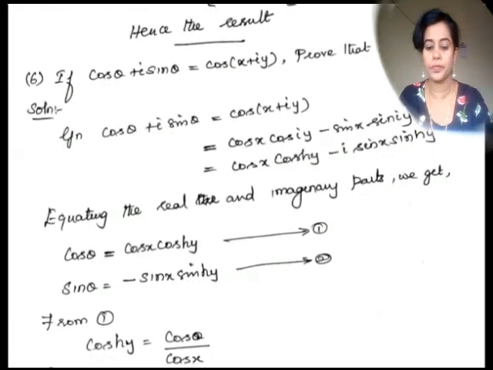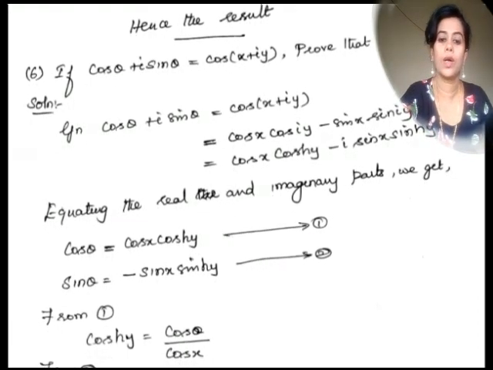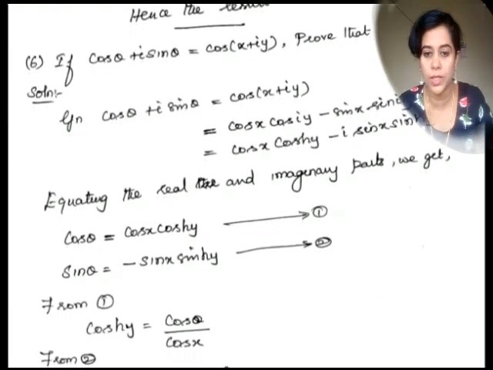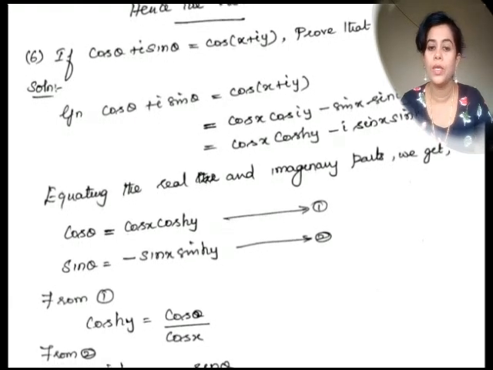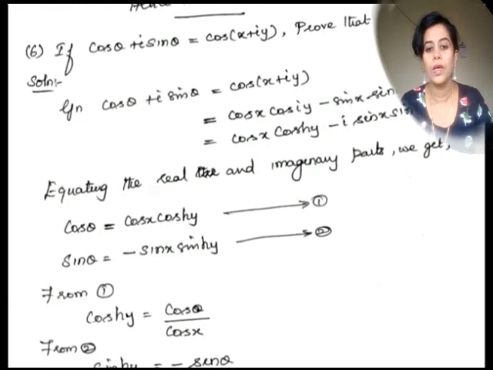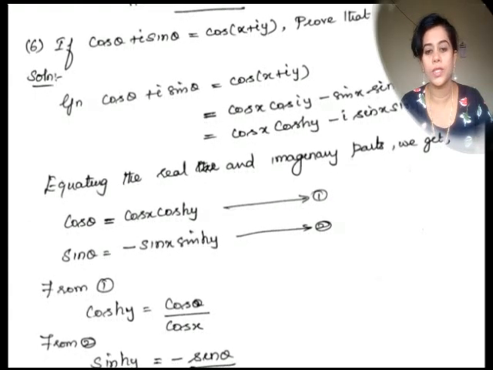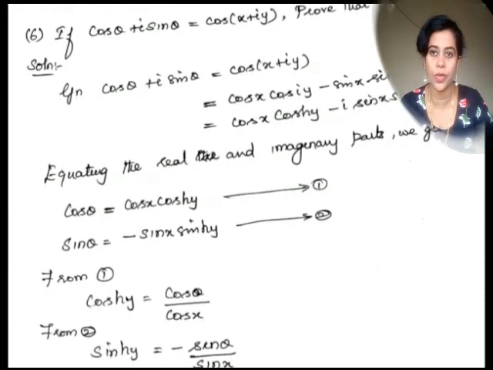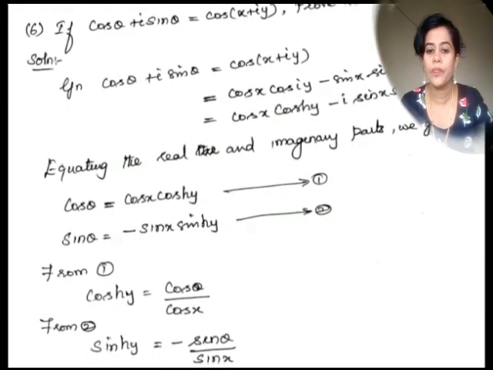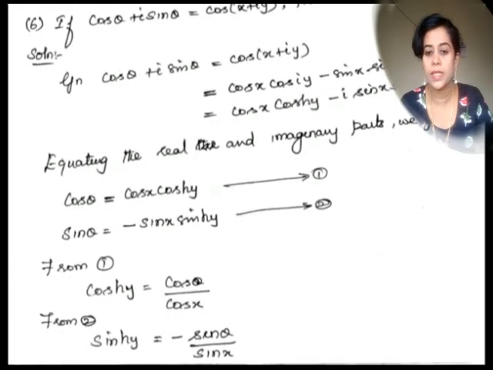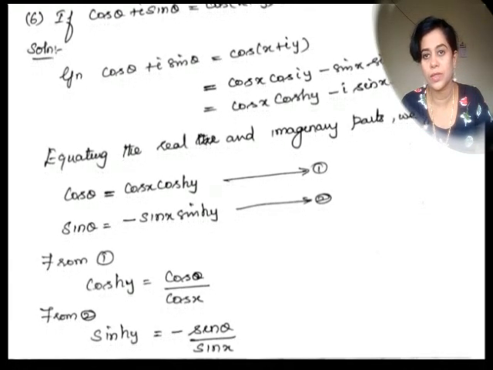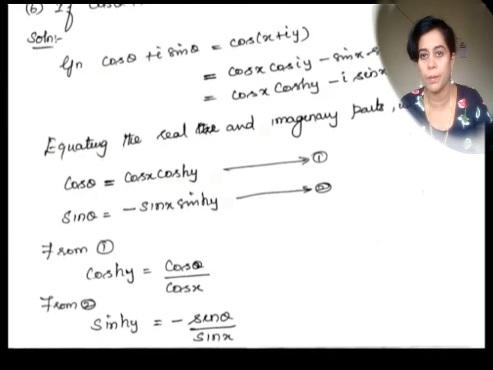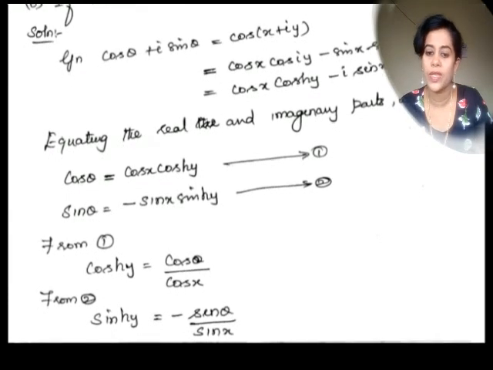Then we know that cosh squared y minus sinh squared y is equal to 1. According to that, substitute the values we are getting for cosh y and sinh y in the previous equation. Cosh y is cos theta by cos x, so cosh squared y is cos squared theta by cos squared x. Minus sinh y, what you are getting is minus sin theta by sin x. When you are squaring it, minus becomes plus. So therefore it is sin squared theta by sin squared x.